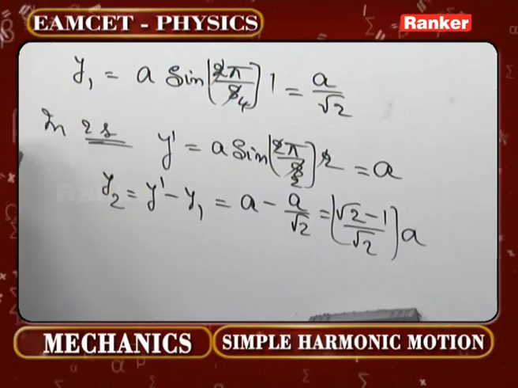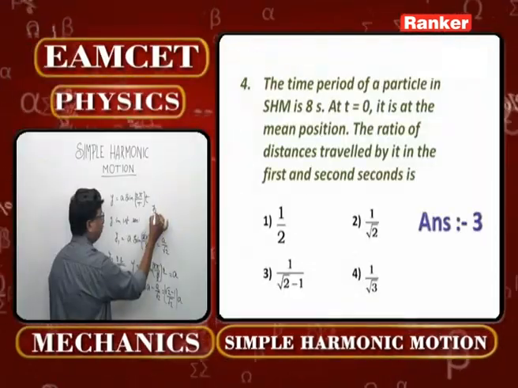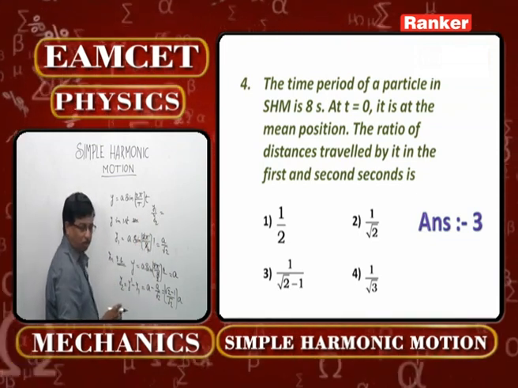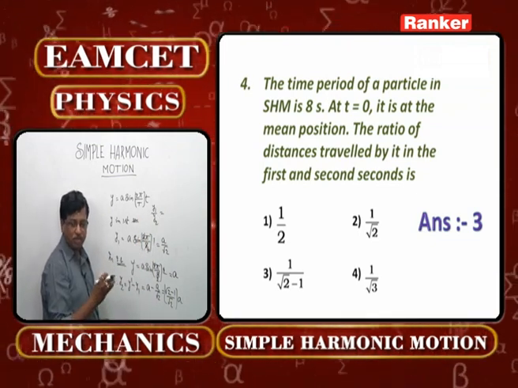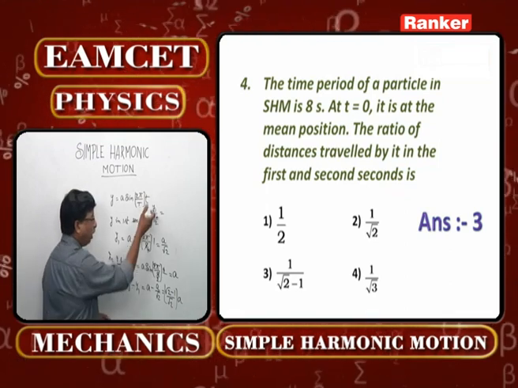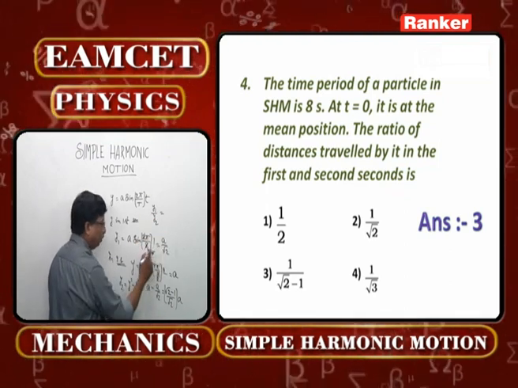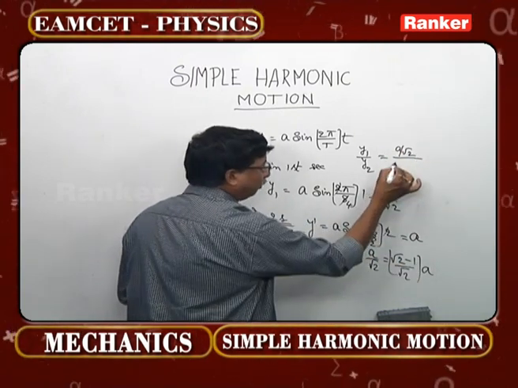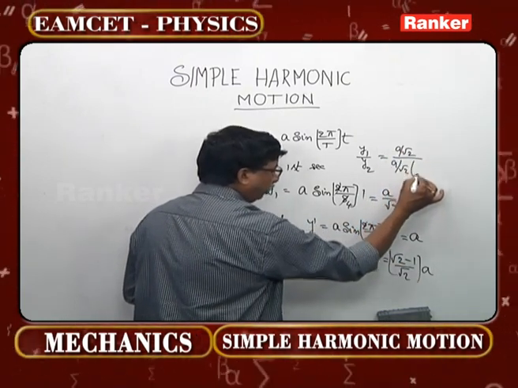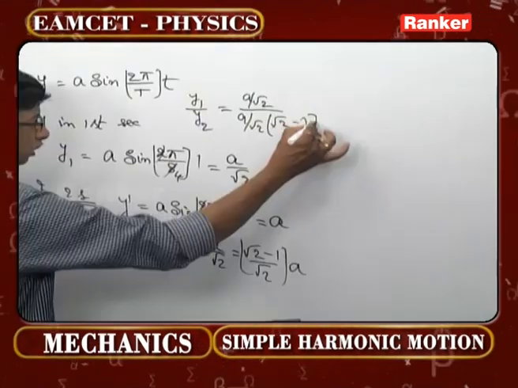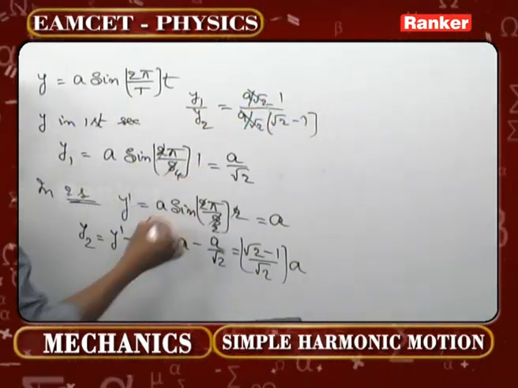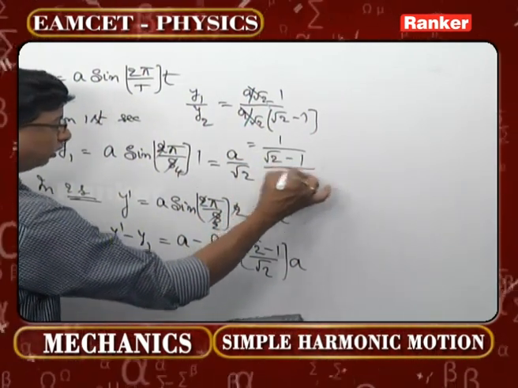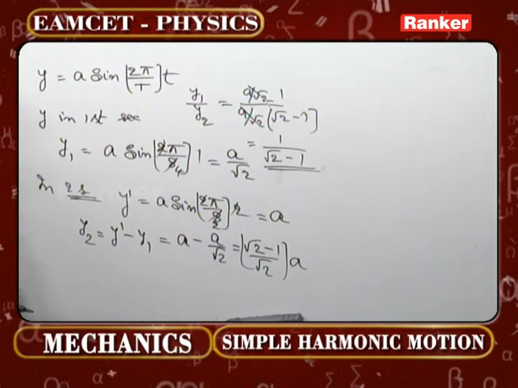Now the question given here is, what is y1 by y2? y1 is the distance travelled in the first second, and y2 is the distance travelled in the second second. What is that ratio? A by root 2 you can directly write in the numerator, divided by A by root 2 into root 2 minus 1. This A by root 2 gets cancelled. What will be left over? 1 by root 2 minus 1. That will be the corresponding ratio.